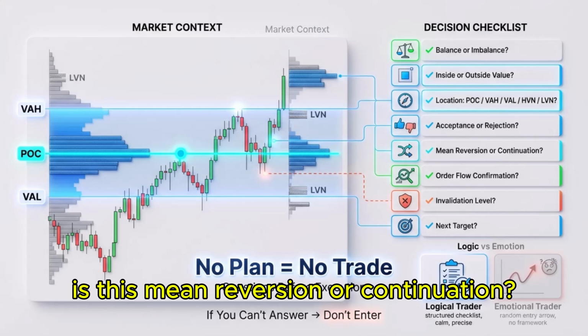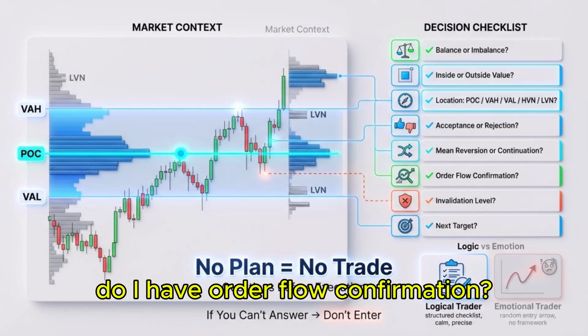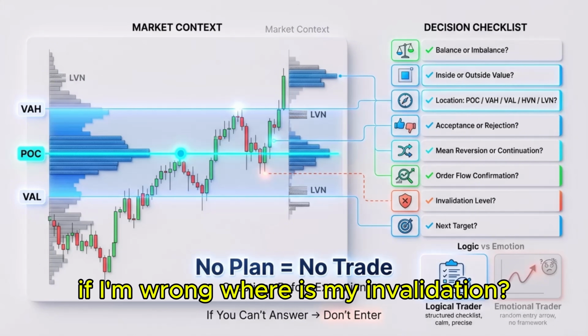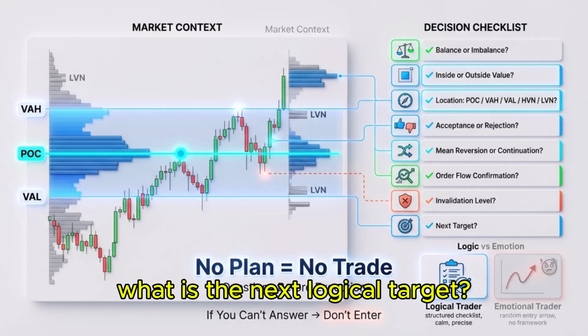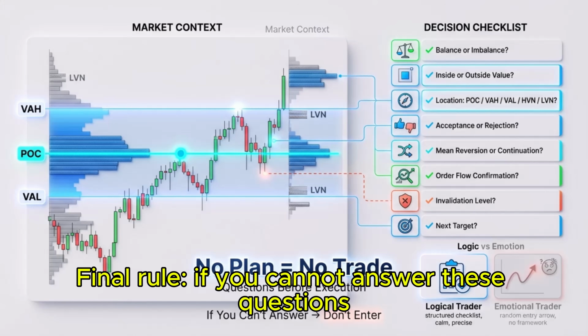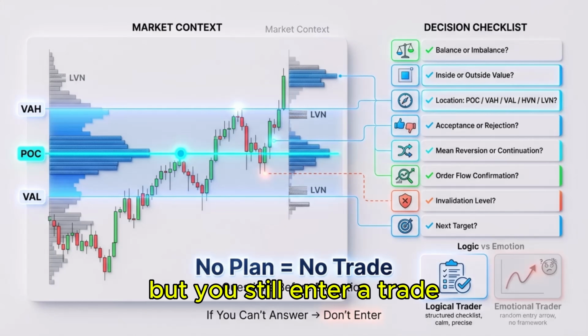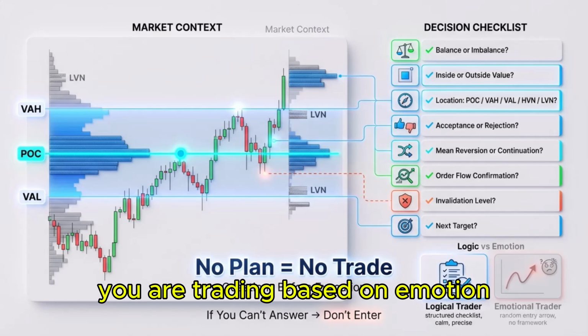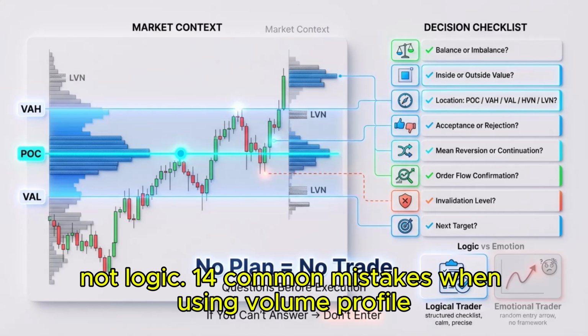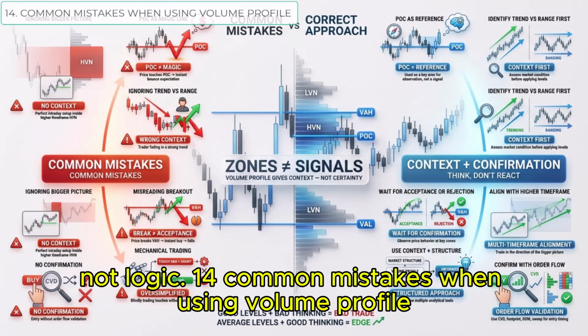Is this mean reversion or continuation? Do I have order flow confirmation? If I'm wrong, where is my invalidation? What is the next logical target? Final rule. If you cannot answer these questions, but you still enter a trade, you are trading based on emotion, not logic. 14. Common mistakes when using volume profile.